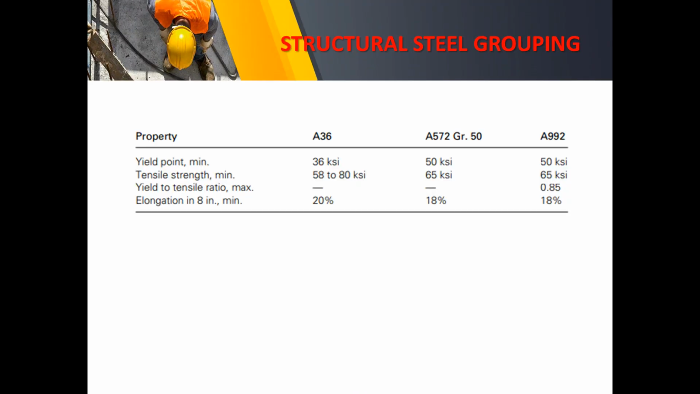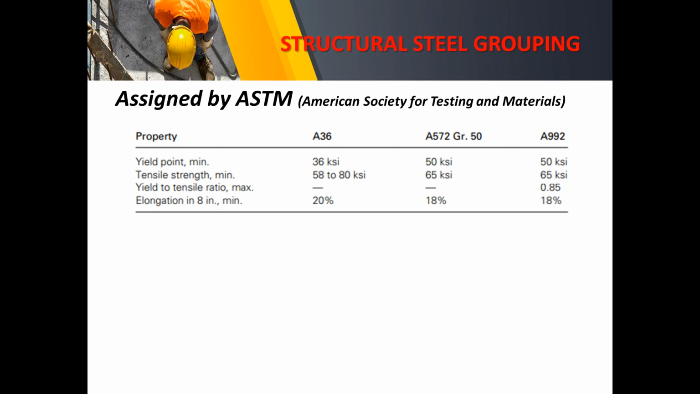So in here, I would like to present the yield strength of the commonly used sections. We have namely A36, A572 grade 50, or A992. So this is according to the AISC code, and it was also discussed in the previous sessions. Okay, so this is assigned by the American Society for Testing and Materials.